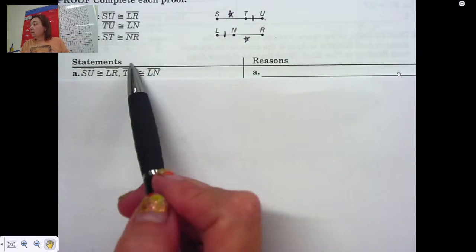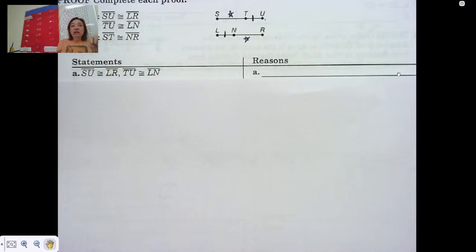So a two-column proof is two columns. The column on the left is your statements. This is what you're stating. You're saying this is true. The column on your right is your reasons. And that's where you give me a property or a theorem or a postulate or something that shows me why you know that's true.